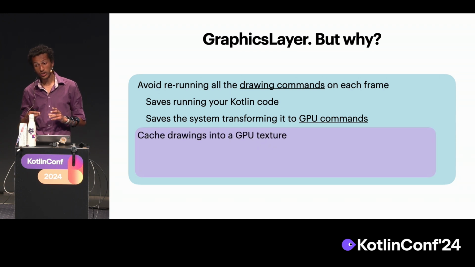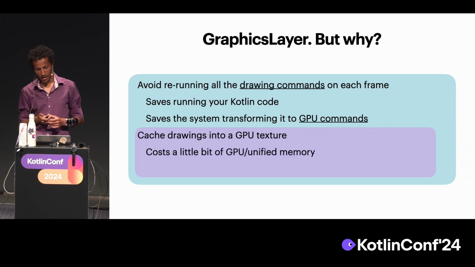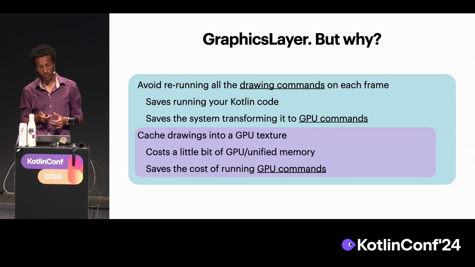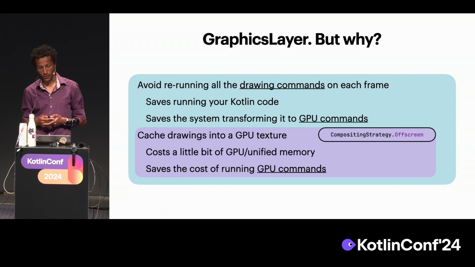But in some special modes of graphics layer, you can also have it be cached into a GPU texture, kind of like Mario Bros was doing to animate the entire game. It's kind of the same thing, again. It costs a slight amount of GPU memory or unified memory, but when you want to do it multiple times, it's a lot more efficient. And it saves the cost of running GPU commands as well, which can be very high at some point.